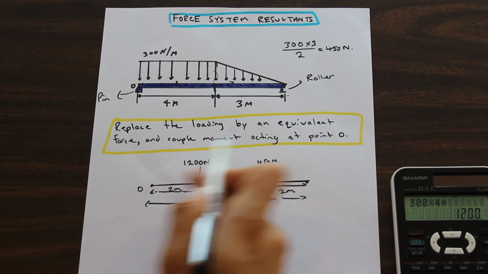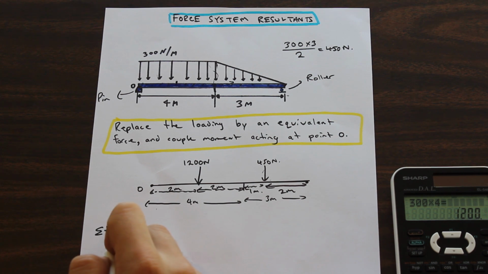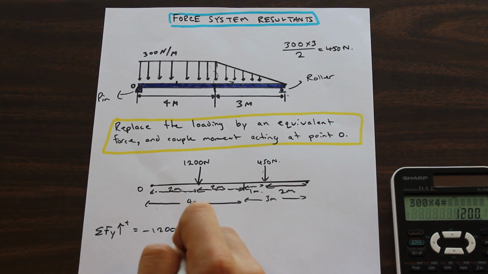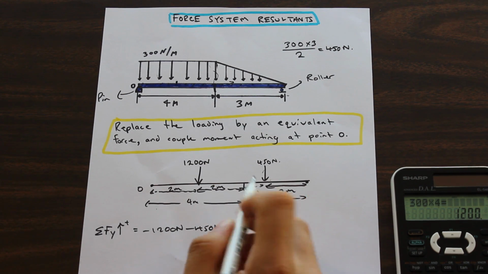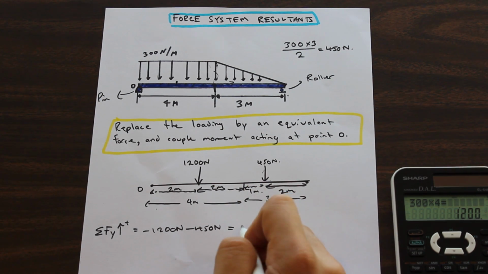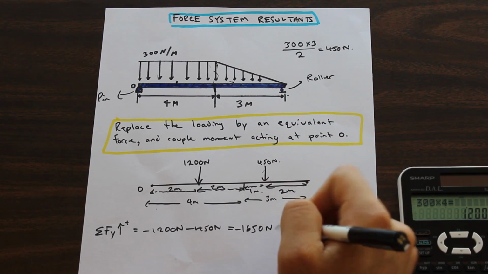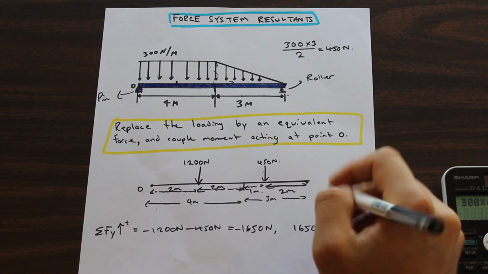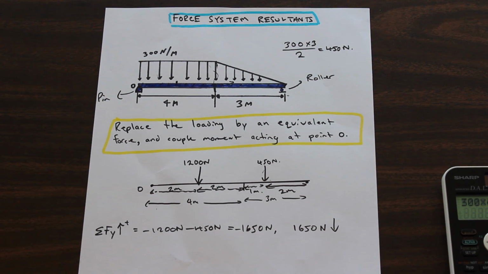So we're replacing it by an equivalent force. The force in the y direction, using up as positive, is negative 1200 newtons minus 450 newtons, because they're both acting downwards. That's going to be negative 1650 newtons, or we can rewrite that as 1,650 newtons downwards. And that is our resultant force.